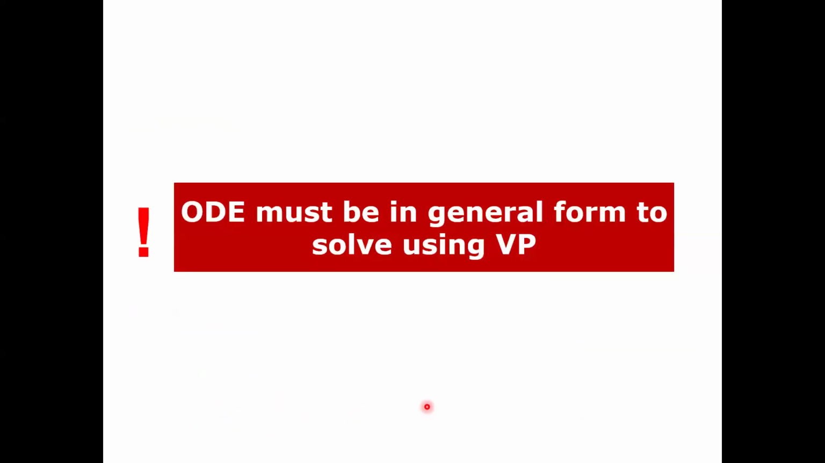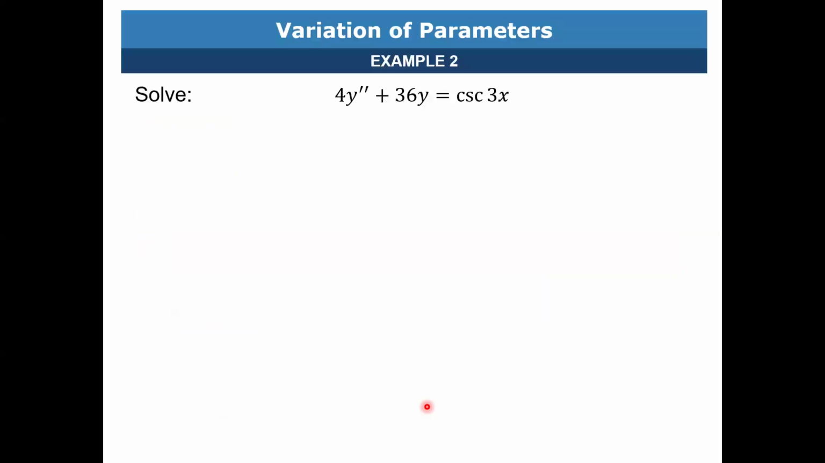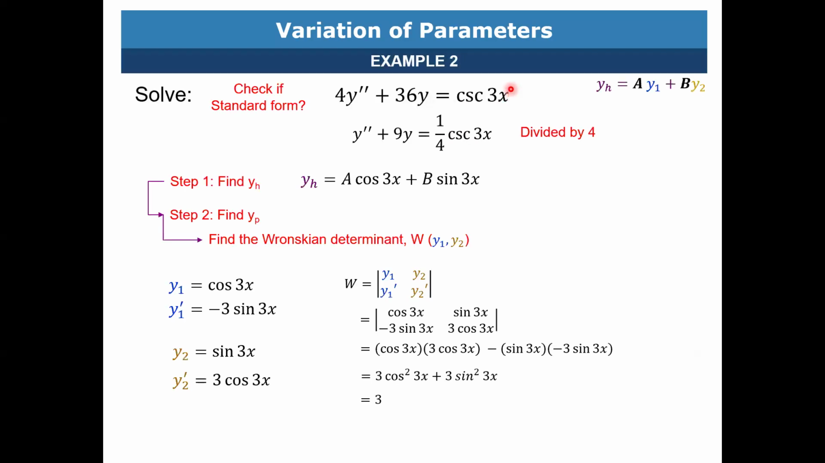Okay. And another reminder, for the variation of parameters method, the ODE must be in general form, or else your answer will be incorrect. Let's go through example 2 for the second method. Solve y double prime plus 36y equal to cosec 3x. First step is to find YH. Now, the first step for VP is to check if it's in standard form or not.